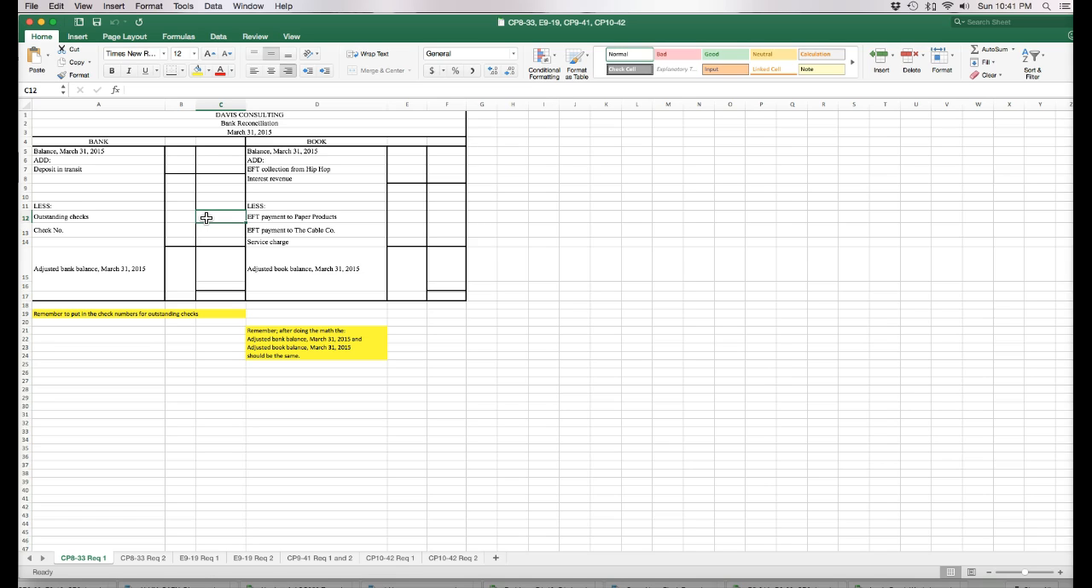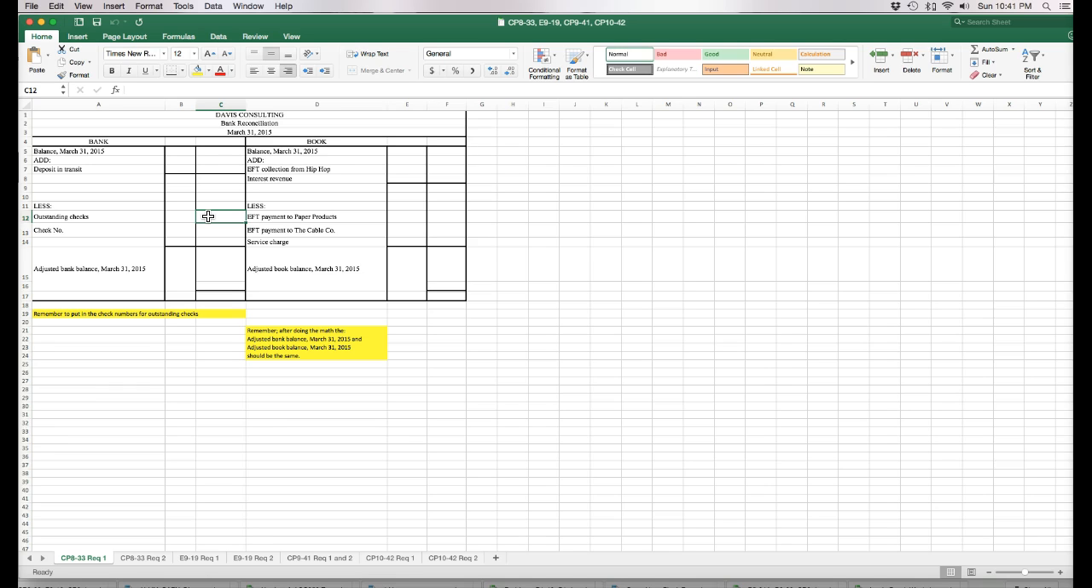Now, outstanding checks are, again, those checks that have been recorded in the books, but have not yet cleared the bank yet. So you may have written out a check to whatever vendor and sent it out. Well, you've deducted it from your books, but it hasn't yet hit the bank yet. So you have to decrease any outstanding checks.